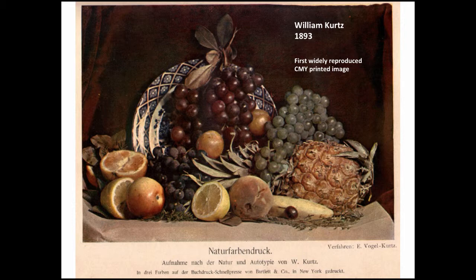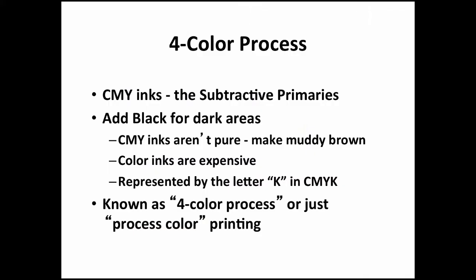Here you see the very first image that was widely printed and widely distributed using the cyan, magenta, and yellow printing process. It's still a little dark and muddy, but it's a huge improvement over what had come before. This process of using cyan, magenta, and yellow inks has evolved into something that we call the four-color printing process. This uses the three subtractive primaries, cyan, magenta, and yellow, and adds black as the fourth color of ink.